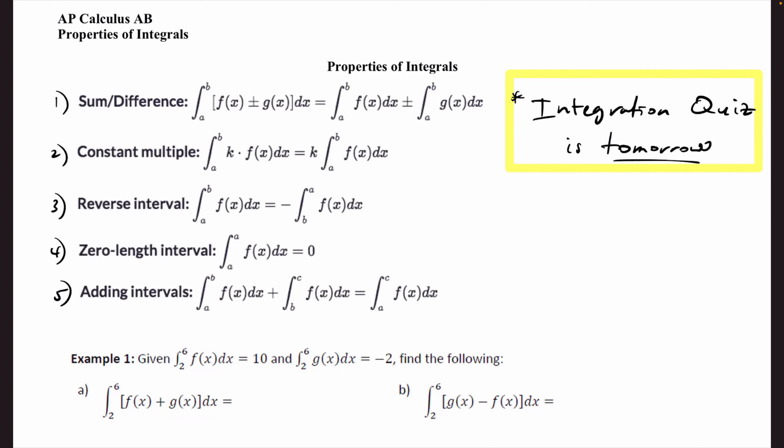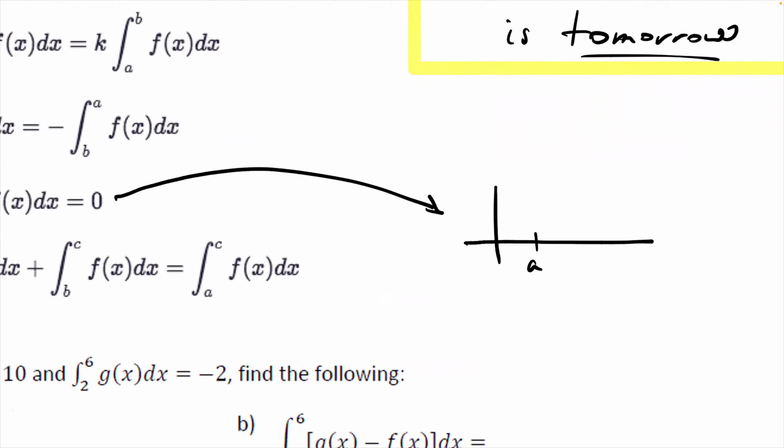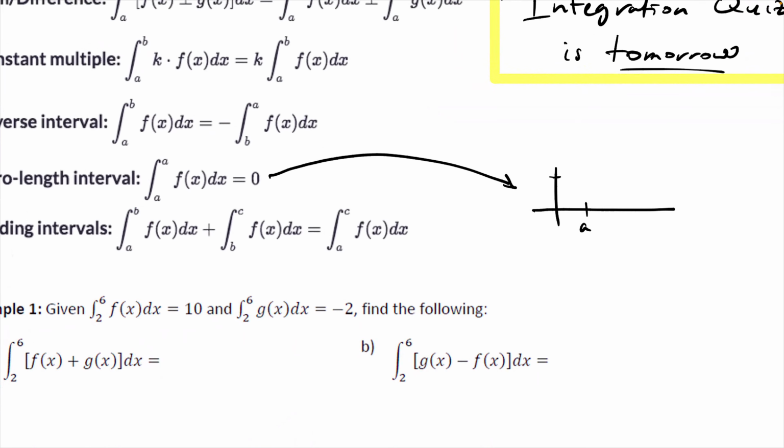Number 4 is pretty simple. If my bounds don't change, there is no area. Okay, if my bounds don't change, there is no area. Let me give you an example of what that means. Let me draw that one right here. So if I have a function and I start at A, and the function goes from A to A, beginning and end is the same spot, right?